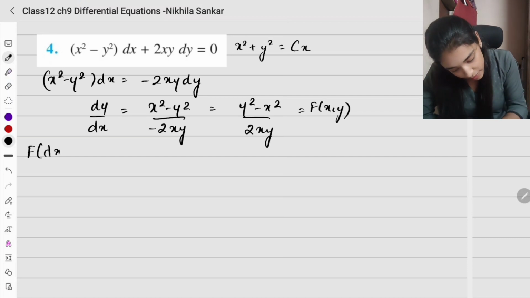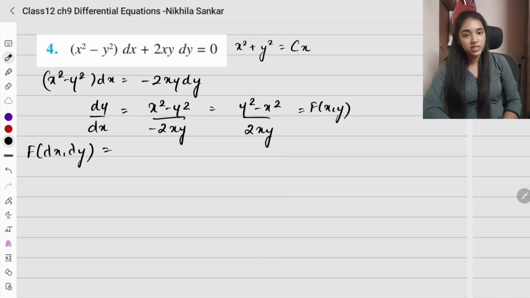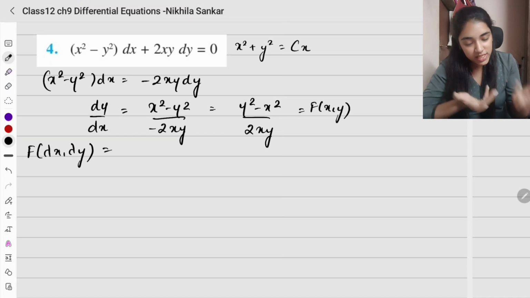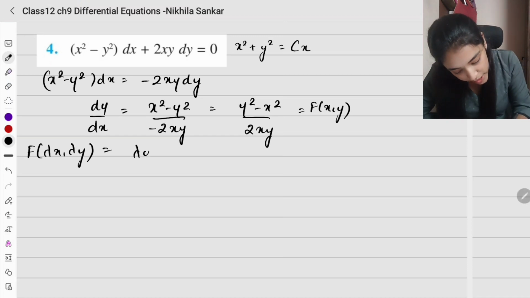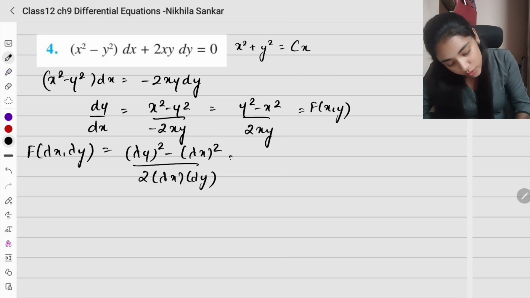First, shall we do the homogeneous check? Lambda x, lambda y. Can you see it immediately? In the numerator the power is 2, and below there is xy, which also becomes lambda square. So it is definitely homogeneous, but let us still write it out. Okay, lambda y the whole square minus lambda x the whole square divided by 2 times lambda x, lambda y. We know this.